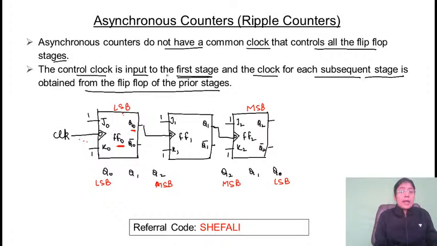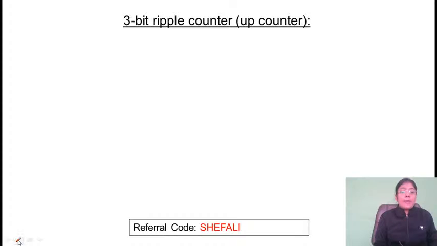So asynchronous counters are also known as ripple counters. Basically in asynchronous counters we have the up counter and the down counter. By just looking at the diagram we can identify whether the counter will be the up counter or the down counter. So first of all let's talk about the 3-bit ripple up counter.